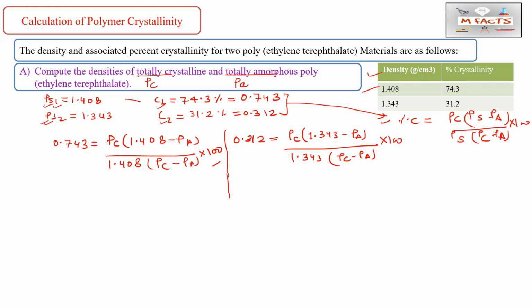So what we did, we put these values in this equation and made the two equations. Now we will solve them, and we will make these equations easier.